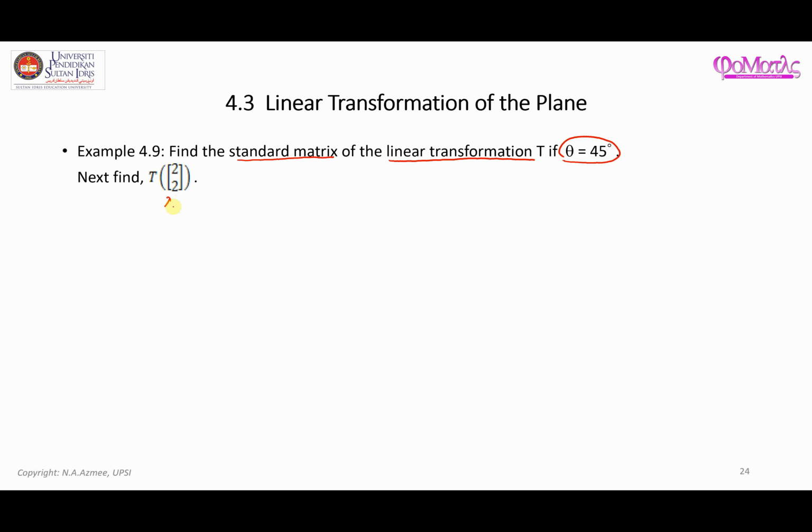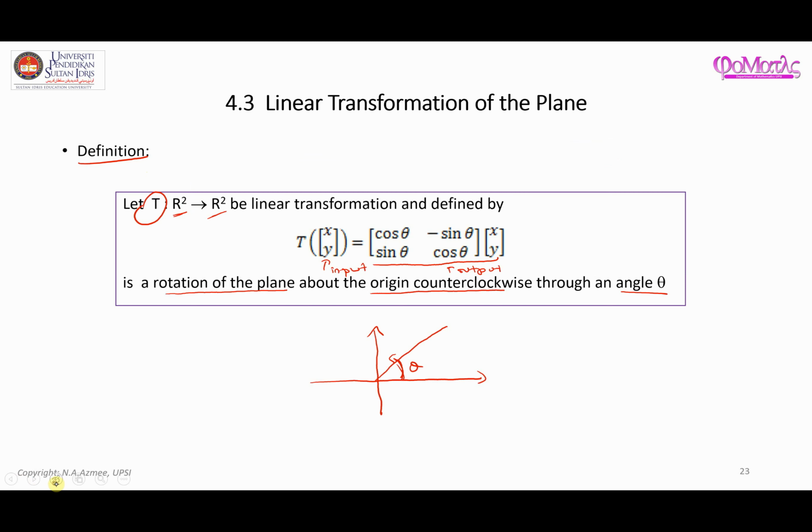Next, if you are given this kind of input, you need to be able to determine what is the result of this when you consider the transformation T. So what's the output of this one, okay? So the standard matrix, well, this is actually the standard matrix. This is what you need to consider, okay?